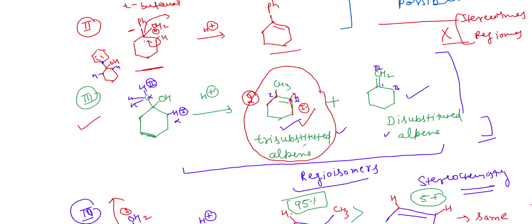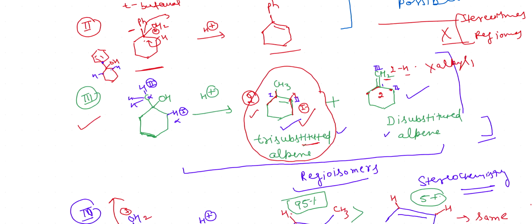And in the second case, what is happening? Carbon number 1 is attached to 2 alkyl groups. Carbon number 2 is attached to 2 hydrogens. There is no alkyl group. So the first is more substituted, in which the carbons are attached to more alkyl groups. That is the meaning of substitution.